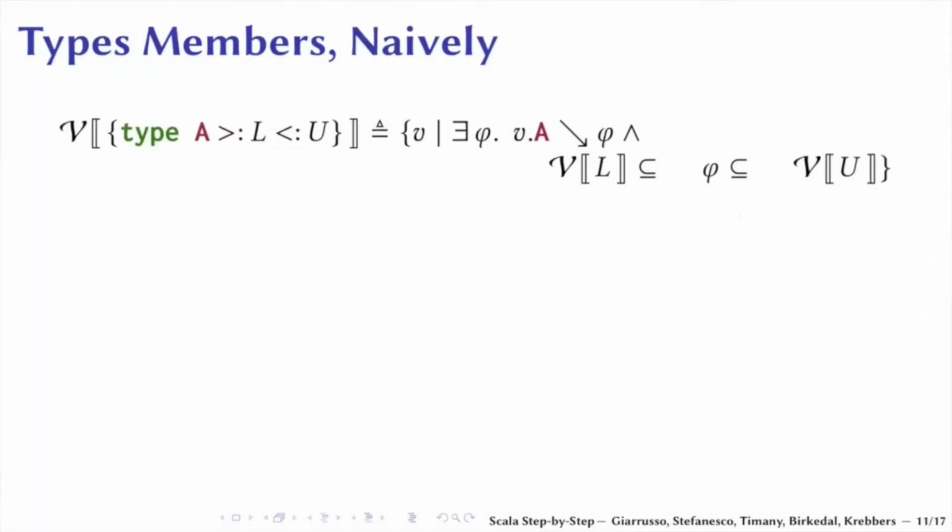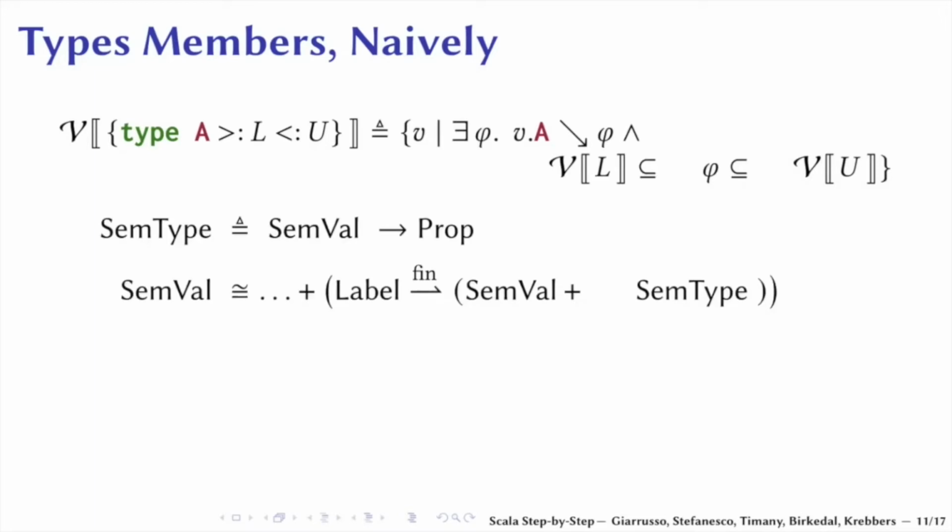Next, we show a naive model of imperative type members. We say that an object V has a type member A between bounds L and U if V dot A contains some type phi, which is indeed between those bounds L and U. Here, meta variables P and V range over sets of semantic types and values defined as follows. Types are sets of values represented as membership predicates, and values can be, among other things, objects, that is, finite maps from field labels to values or types.